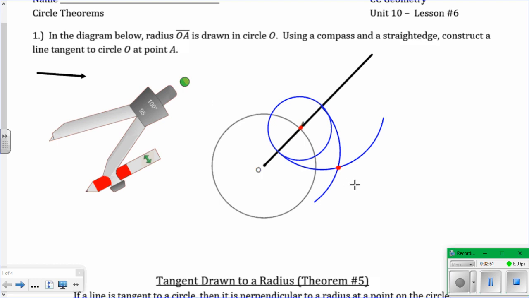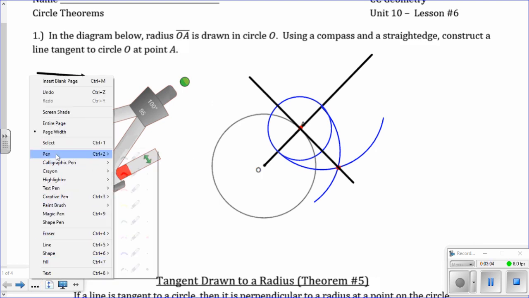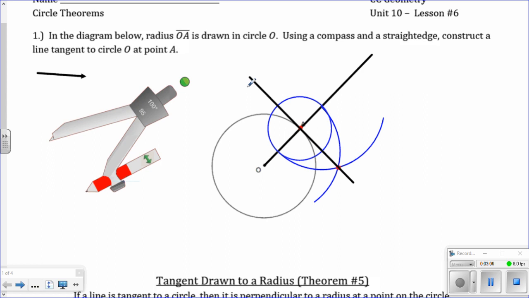Anyway, so now we're just going to draw a line that goes through the point where the two arcs intersect and through that point A, and you just want to extend it out longer. And because it does say construct a line tangent, I'm just going to put arrows at the end. So there's your tangent line, and you can tell that it's perpendicular to the radius, forming a right angle.